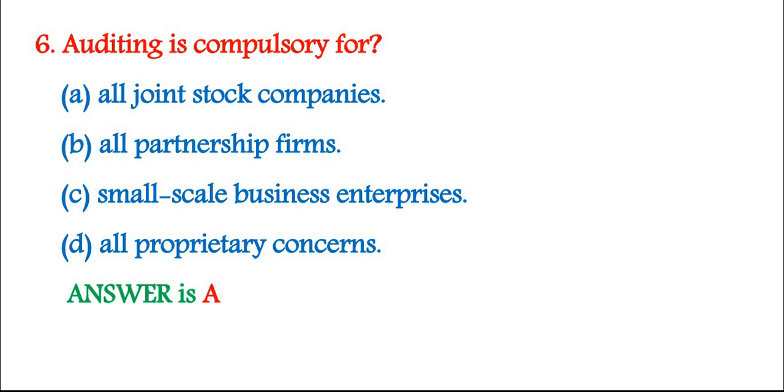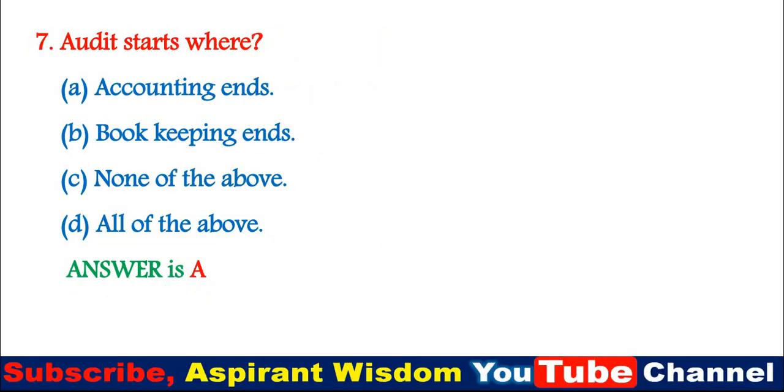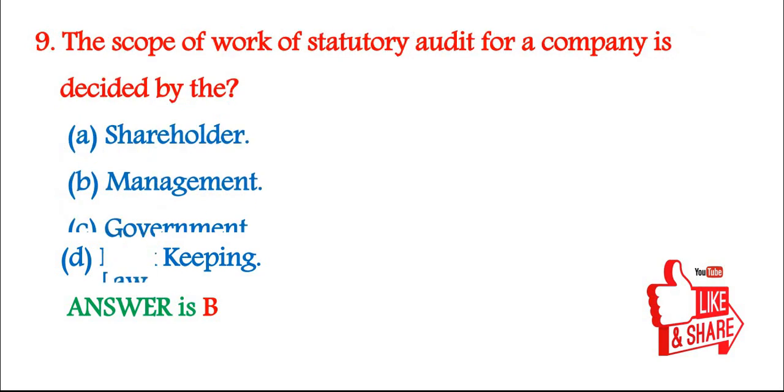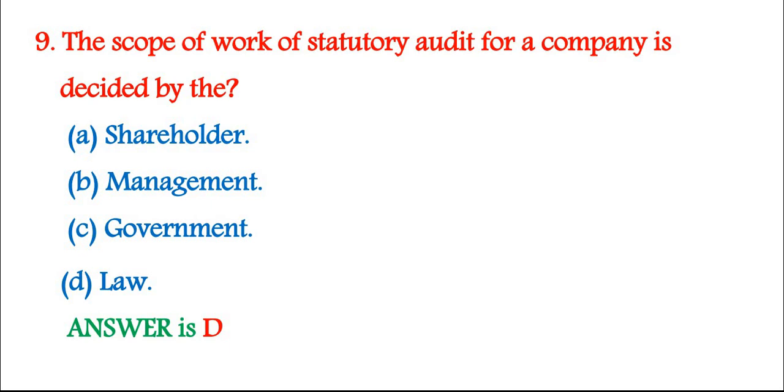6. Auditing is compulsory for A. All joint stock companies. B. All partnership firms. C. Small-scale business enterprises. D. All proprietary concerns. Answer is A. 7. Audit starts where A. Accounting ends. B. Bookkeeping ends. C. None of the above. D. All of the above. Answer is A. 8. Examination of books of accounts is known as A. Accounting. B. Auditing. C. Investigation. D. Bookkeeping. Answer is B. 9. The scope of work of statutory audit for a company is decided by the A. Shareholder. B. Management. C. Government. D. Law. Answer is D.